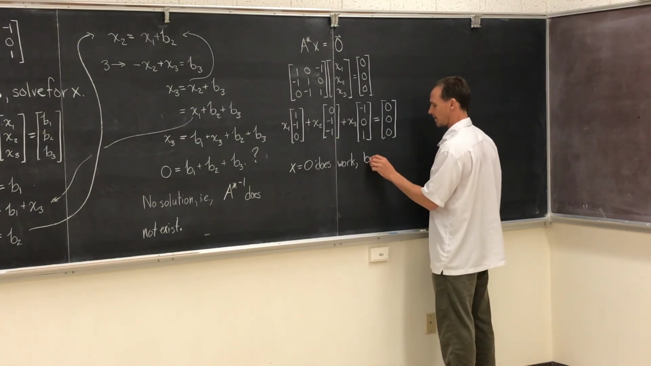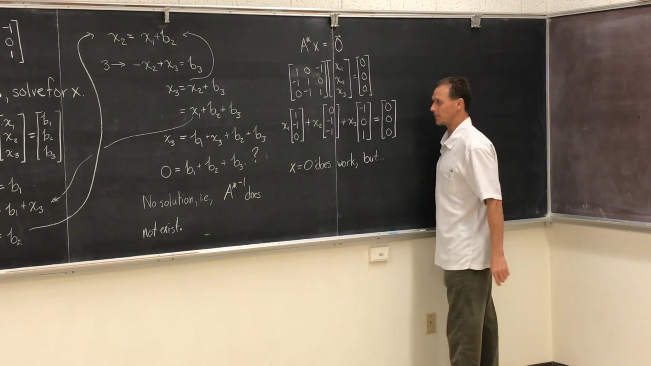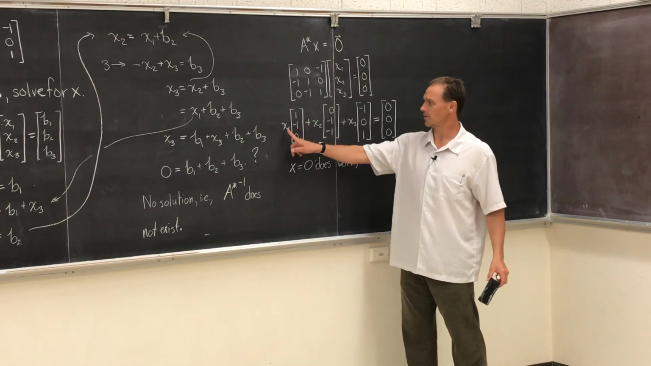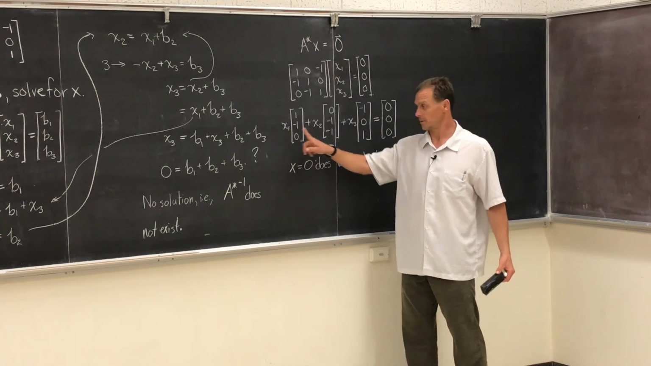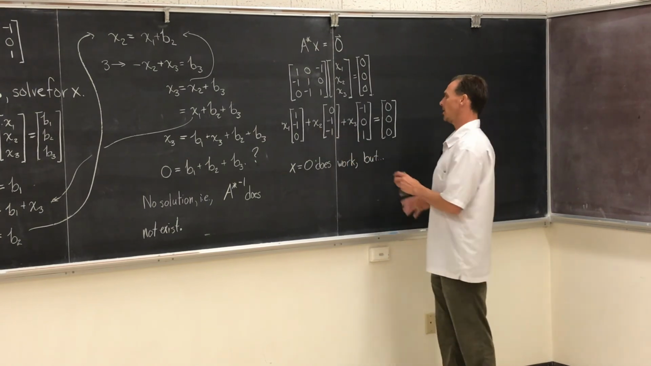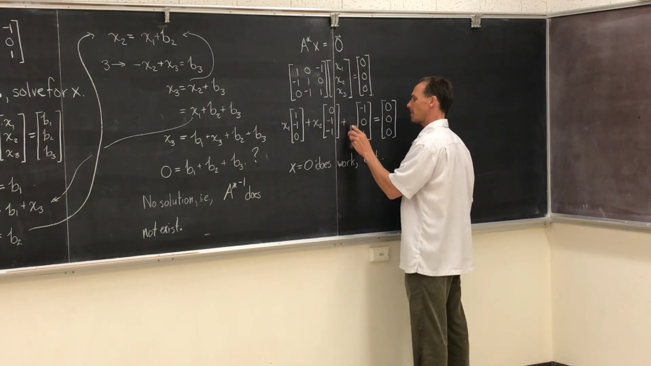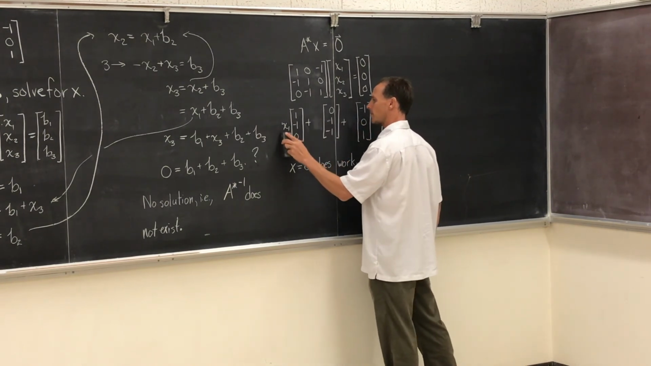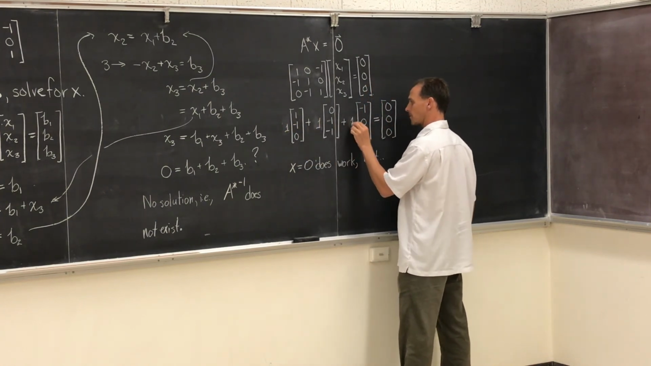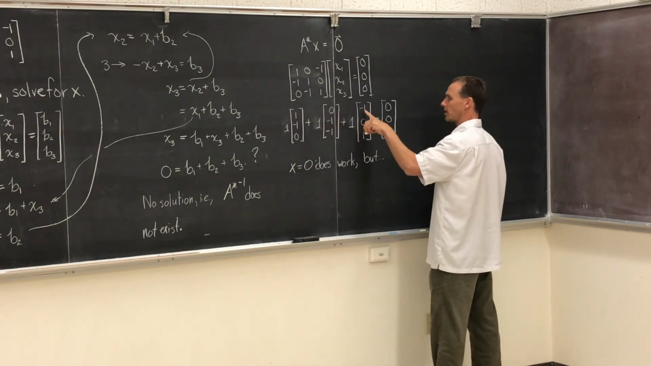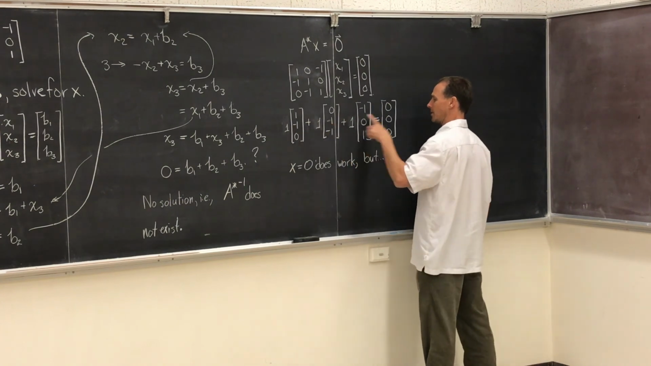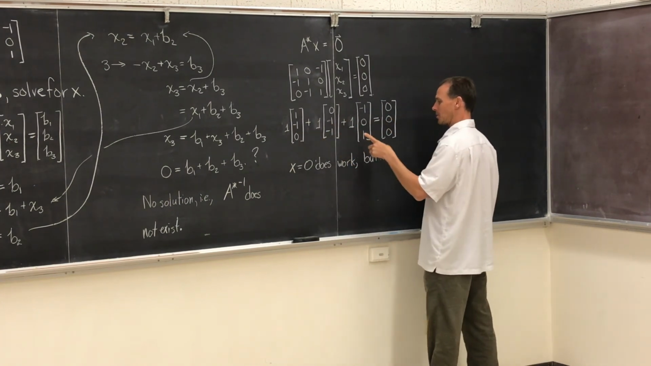But look closer. What if x1 is 1? What if x2 is 1? What if x3 is a 1? What if I just wrote it this way? That means 1 plus 0 minus 1. Well, 1 minus 1 is 0. Minus 1 plus 1 is also 0. And minus 1 plus 1 is 0.